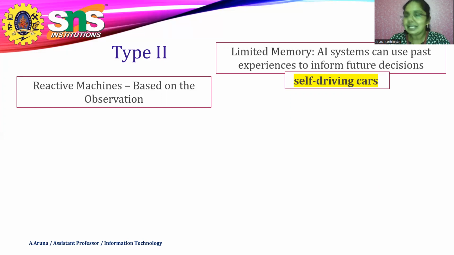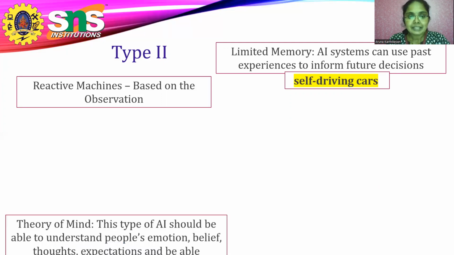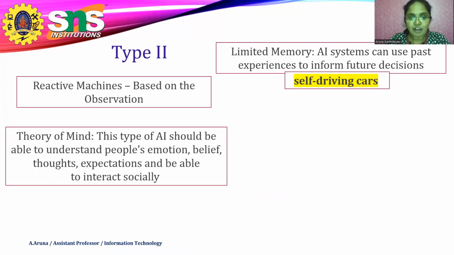That can be called limited memory. The best example for this limited memory is a self-driving car. The next one is the theory of mind.